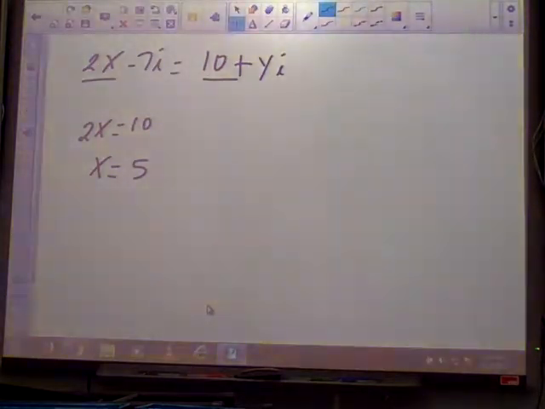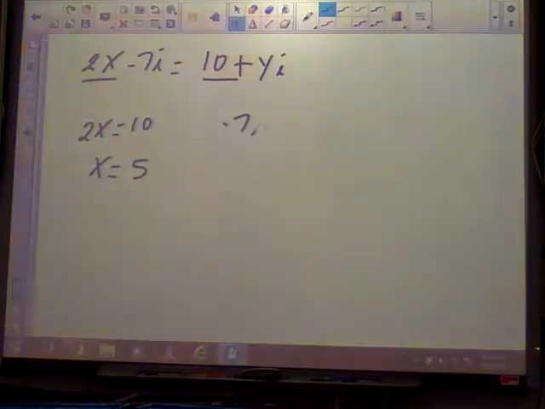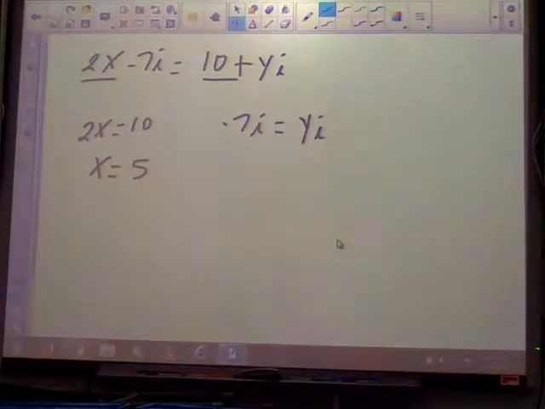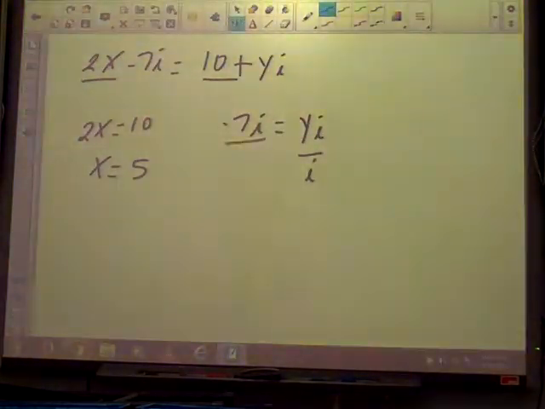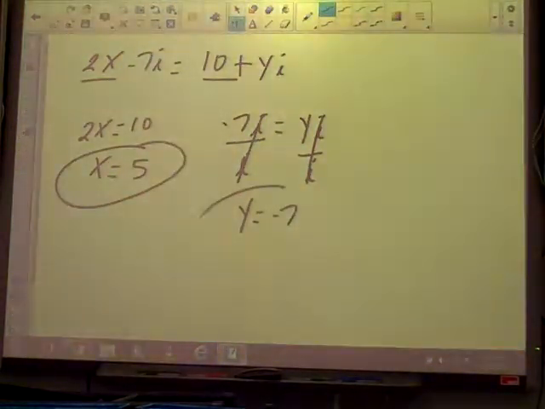Hey, good. Now the imaginary part, stuff that I didn't underline yet. -7i is equal to yi. I'm trying to solve for y, and it's being multiplied by i. So even though this is crazy, it's the same rules as you learned in middle school. If I'm trying to solve for y and it's being multiplied by i, I would divide by i. Very good. And that's good news because those i's are going to cancel out, aren't they? Yep. So we have y is -7. Those are your answers.